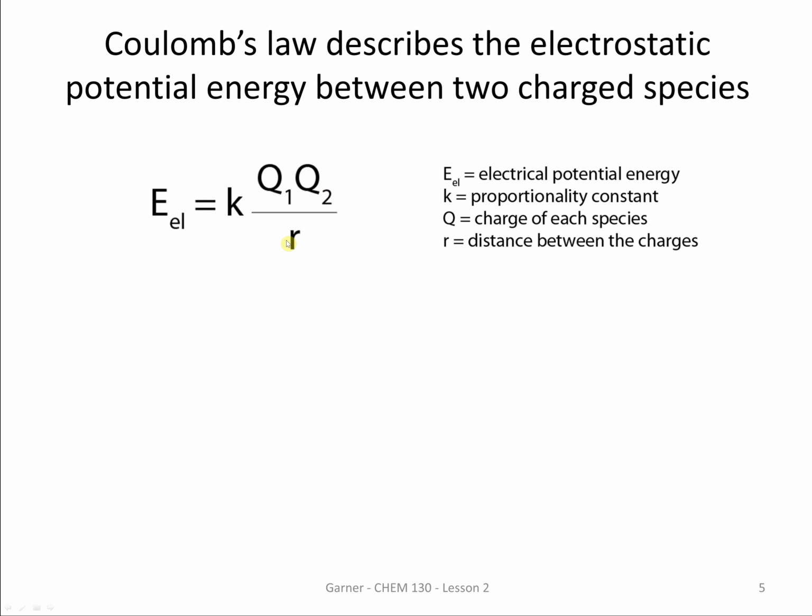And then on the bottom of the fraction here, R is an abbreviation representing the distance between the two charges that are interacting with each other. So we can graph this equation and get some sense of what this means.